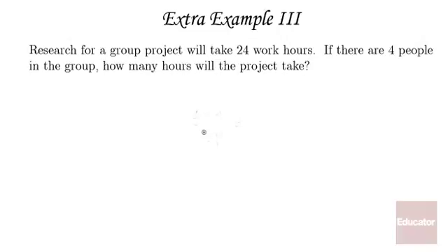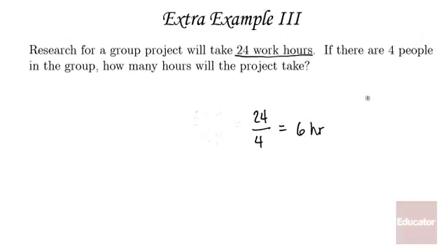Research for a group project will take 24 hours. So this is the total 24 hours. And there are going to be 4 people in the group. So assuming that each person works at the same rate and the same amount of hours, we can take the total hours and divide by the number of people. And they will each work for 6 hours.